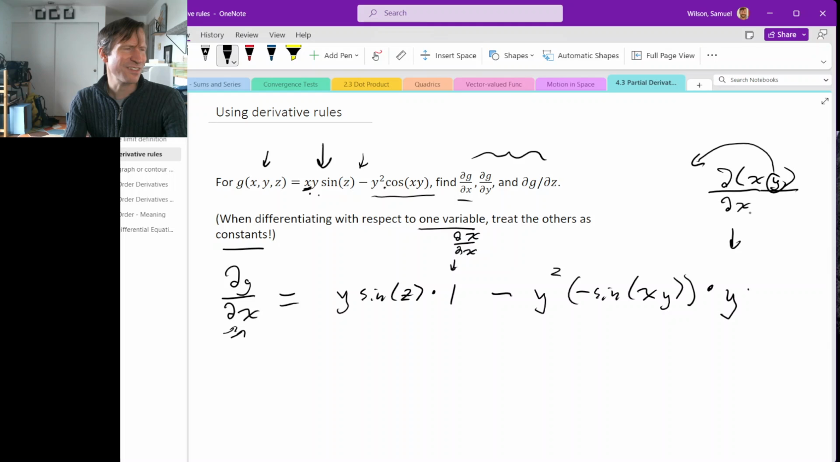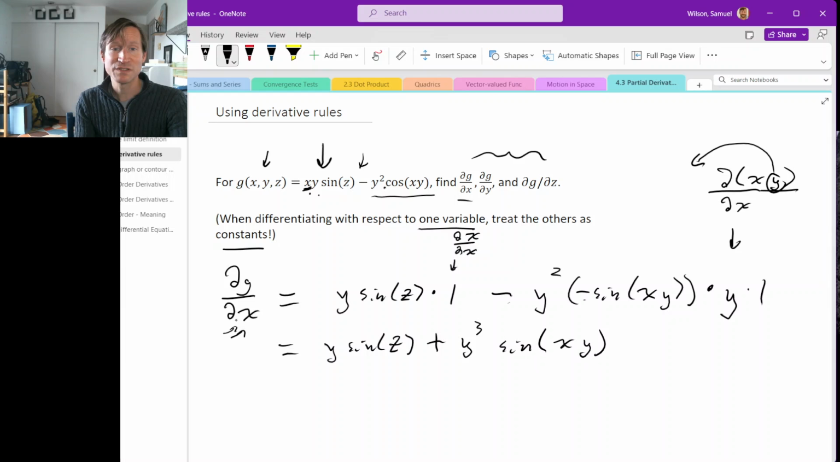Okay. All right, so altogether, this is going to be y sine z minus, looks like y cubed, sorry, plus, because there's a minus, plus y cubed sine xy. Okay, so that's the partial derivative in the x direction. Now let's look at the partial derivative in the y direction. So partial g, partial y.